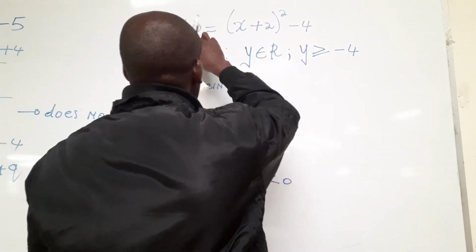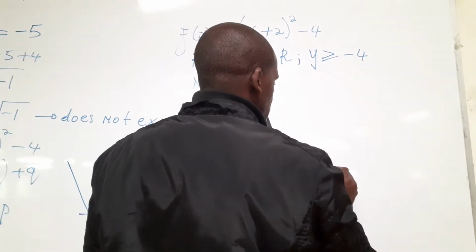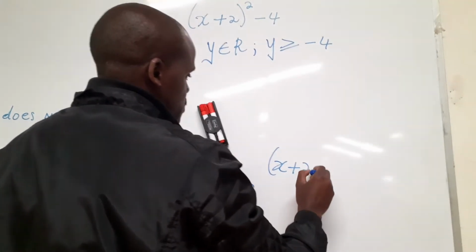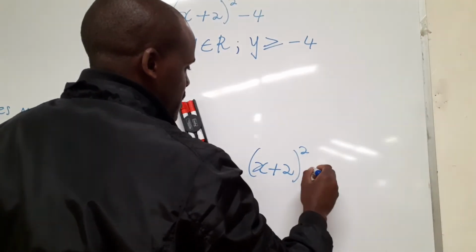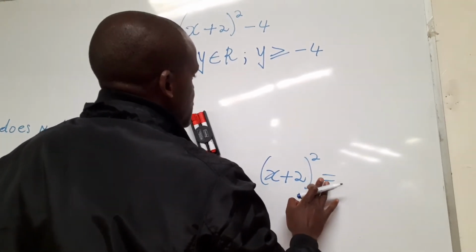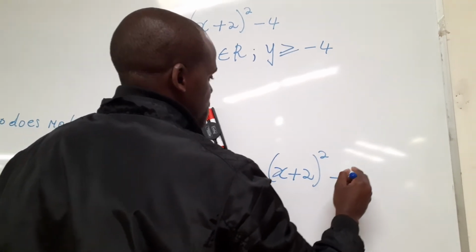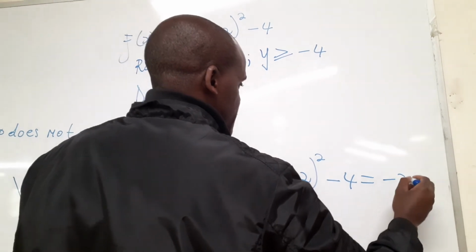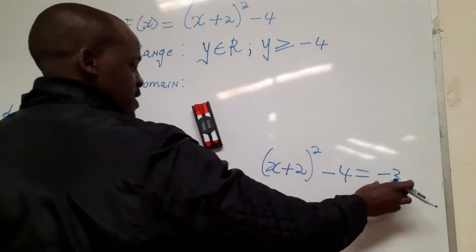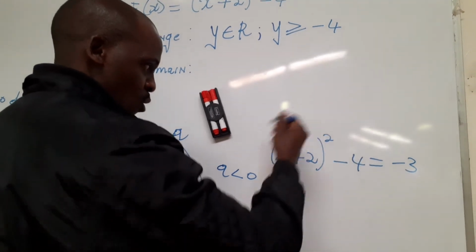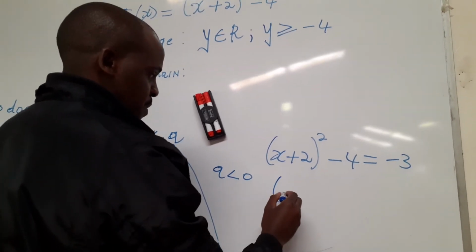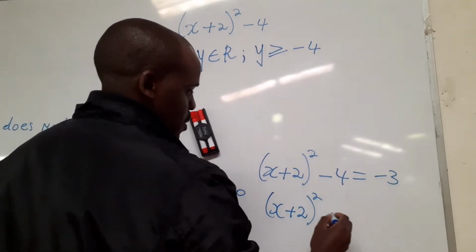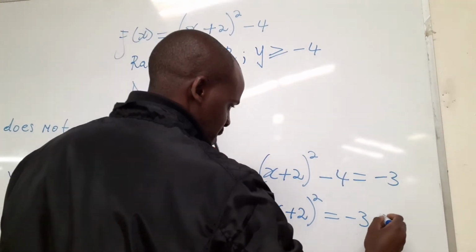Just to make an example, let's try to put a negative 3 there, which is greater than negative 4. We just want to check if our graph is still existing. It's x plus 2 all squared minus 4 equals negative 3. We are equating our y to negative 3. X plus 2 all squared will be equal to negative 3 plus 4.